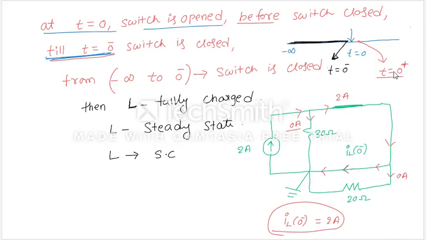Immediately after the switching action, suddenly we have started giving energy at t equal to 0 onwards. The inductor will take some time to adjust. That adjusting nature we can call a transient situation. Then from this, what can I say? At t equal to 0 minus, this I can call it steady state, and this I can call the transient state.